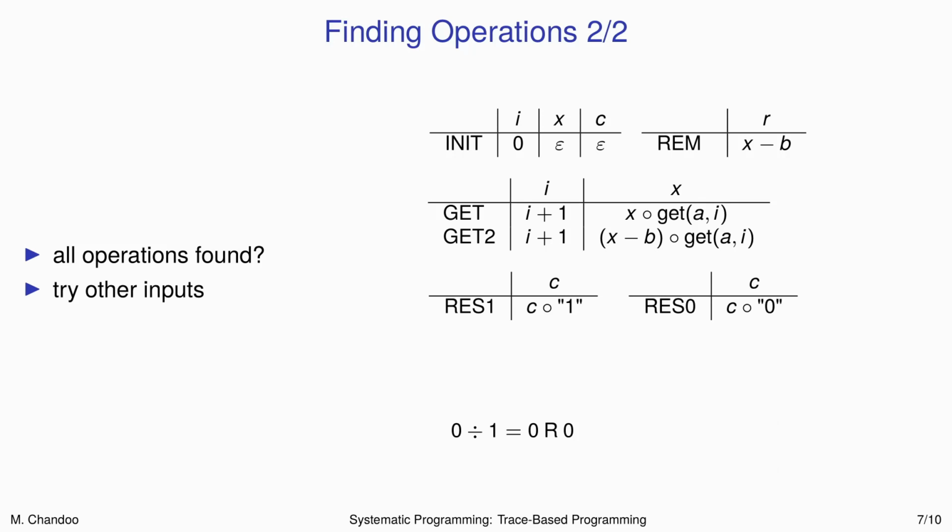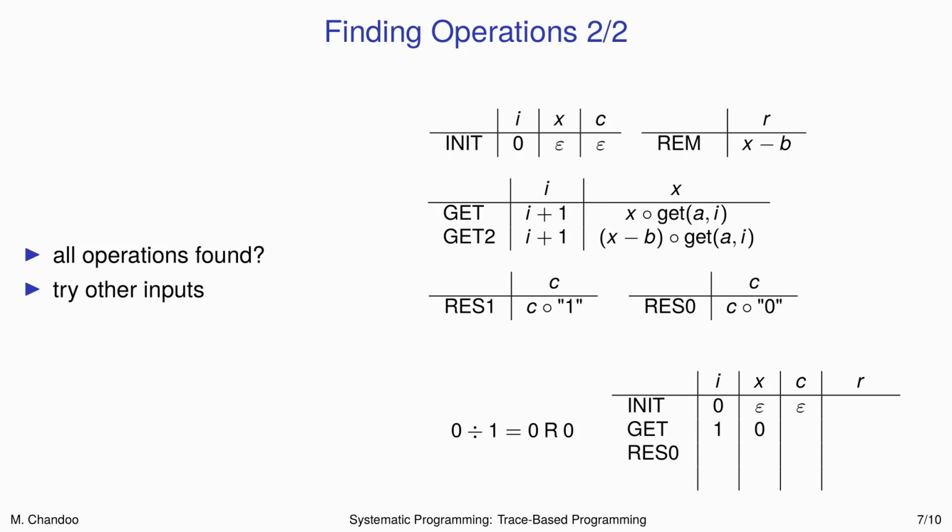How about 0 divided by 1? Again we initialize, get a digit, append a 0 to c, and then we must set the remainder. The only operation which affects r is rem. But this gives us the wrong result, 0 minus 1. And we expect the result to be 0. The same problem occurs for this input.